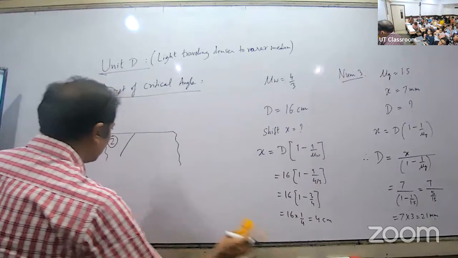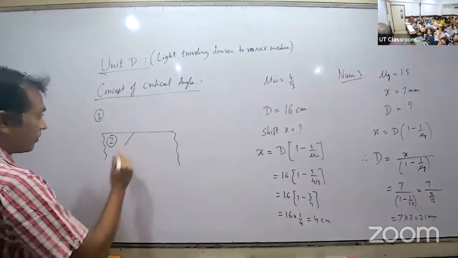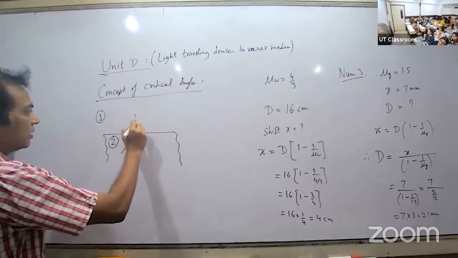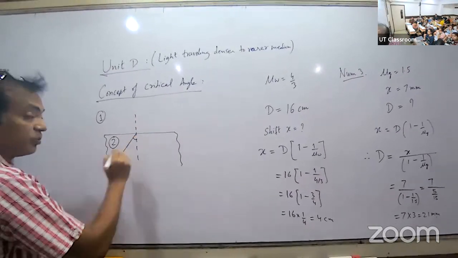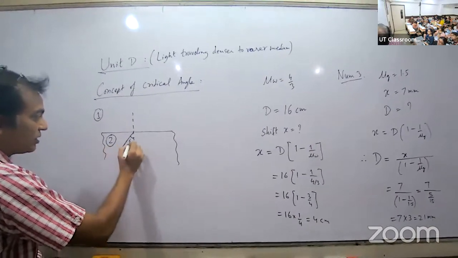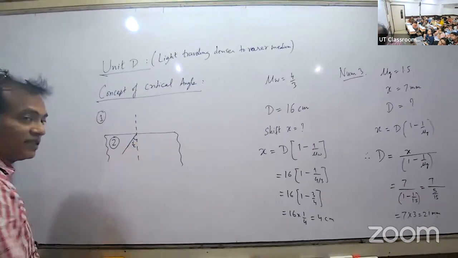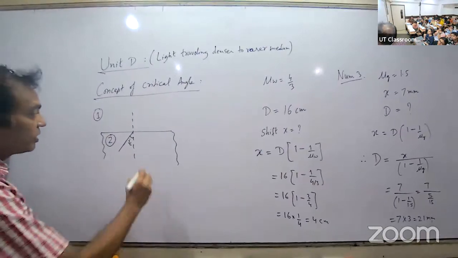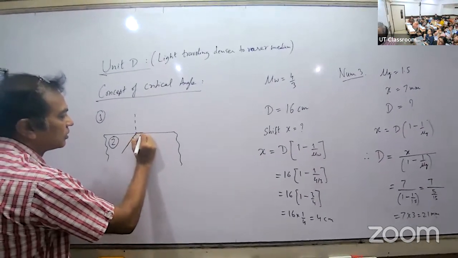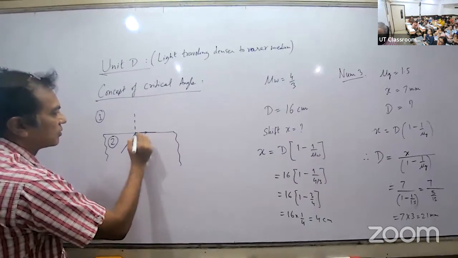तो क्या होगा देखो? Which angle we call as critical angle? It is a particular angle of incidence, we represent it as IC, for which the angle of refraction is 90 degrees.